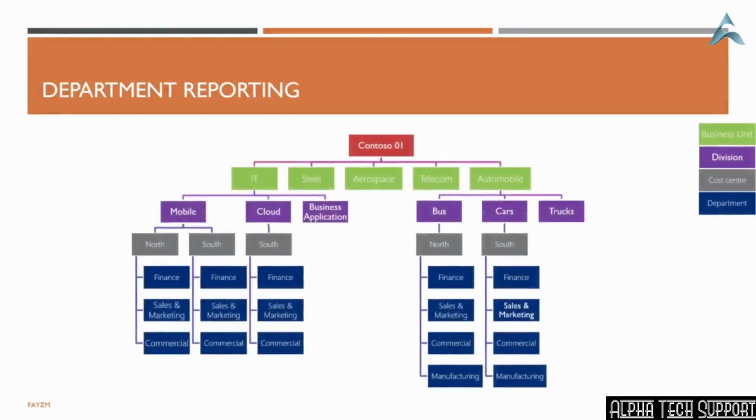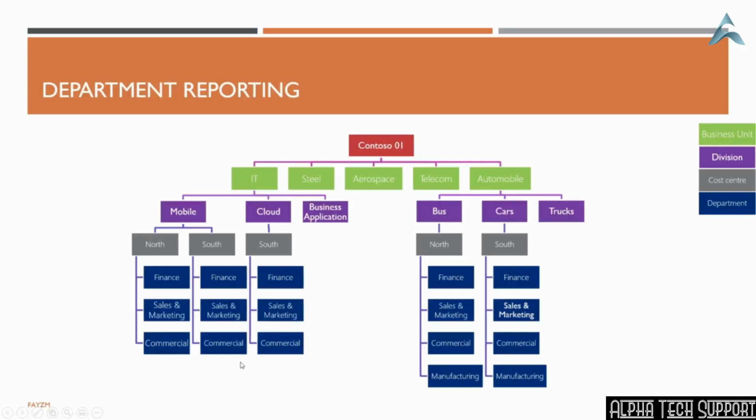So let's say that each of these has a different head. So there's a different head for each of the business units. Within the business unit, for each division, there's a different person who is responsible for each division. Similarly for cost centers. And right down at the department level also, there could be a different person heading the finance department and different person heading the sales and marketing, commercial, manufacturing, and so on.